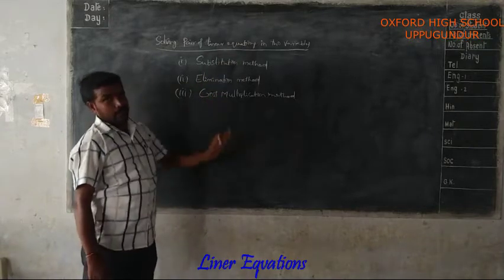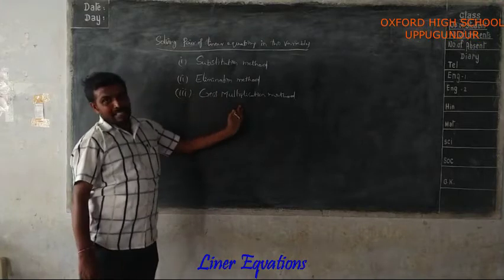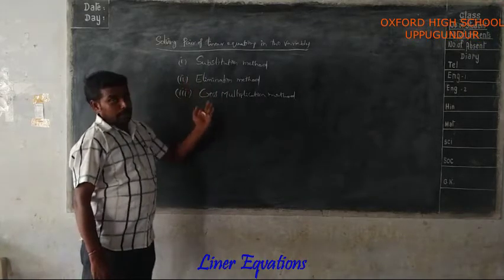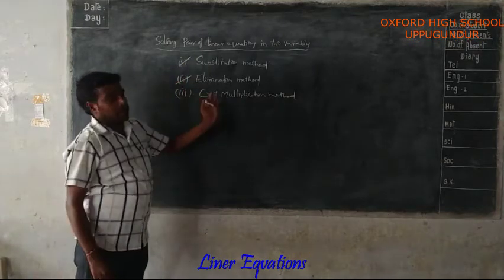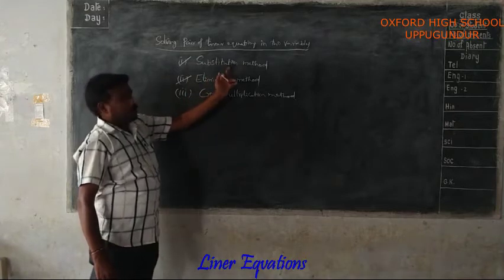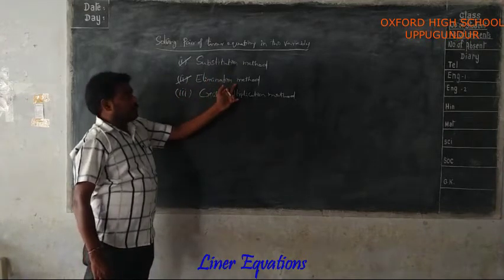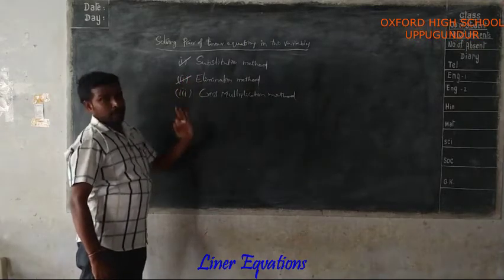First one is substitution method. Second one is elimination method. Third one is cross multiplication method. Here we will discuss only these two methods. In our syllabus we have these two methods. What are those two? One is substitution method. Second one is elimination method. Now we will discuss these two methods briefly.